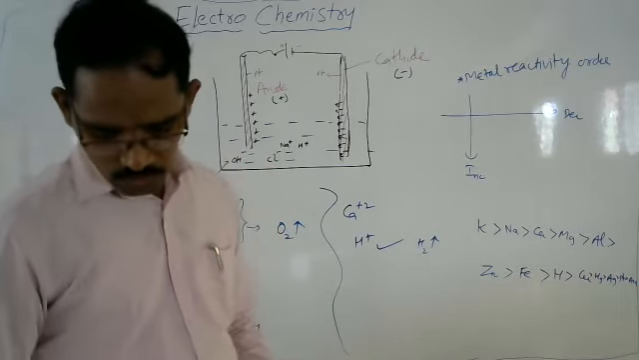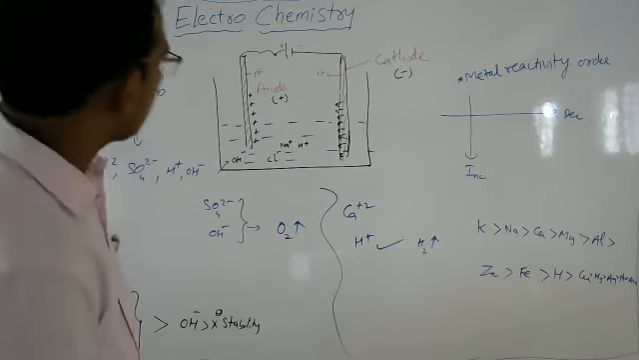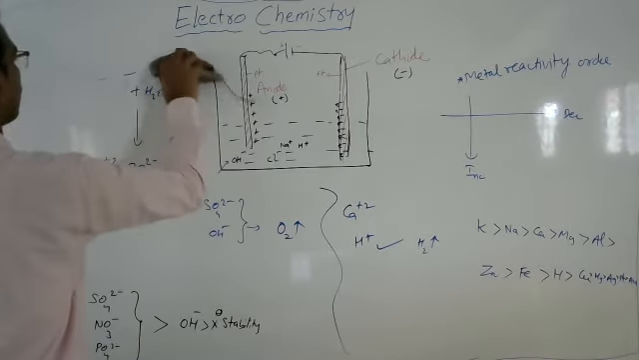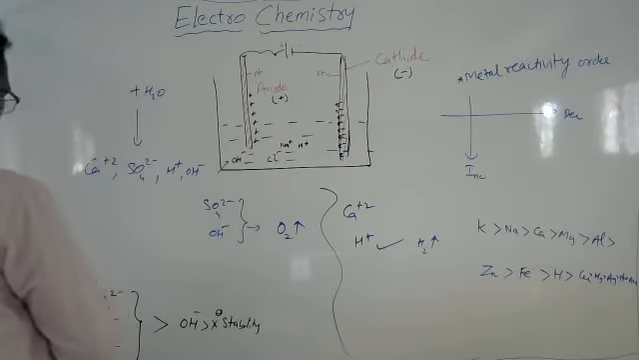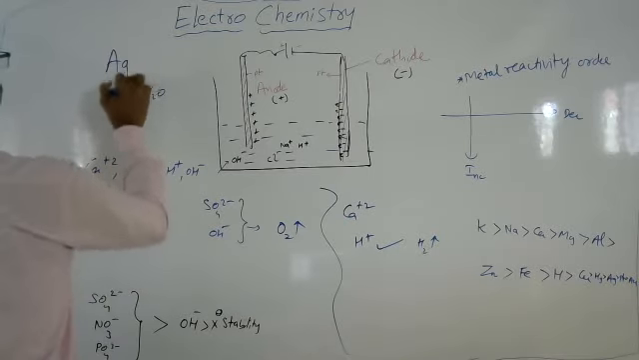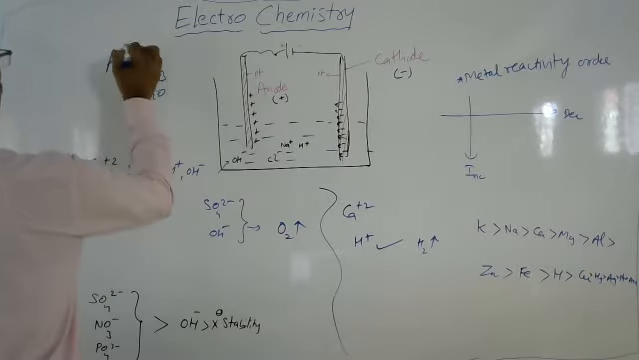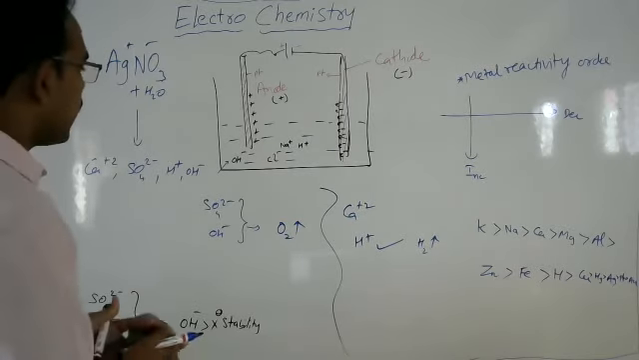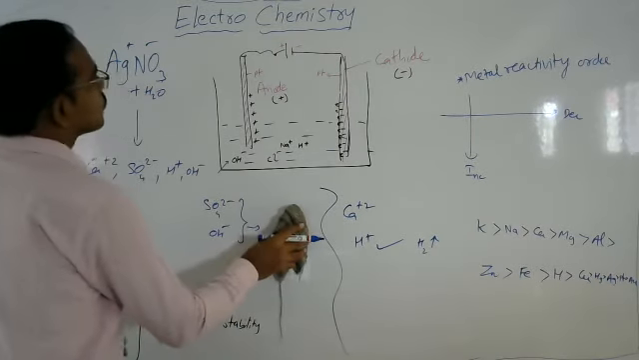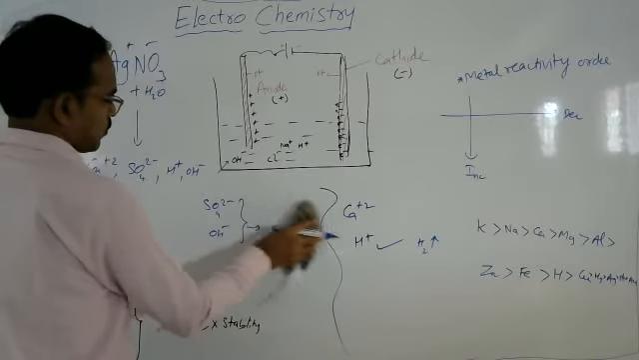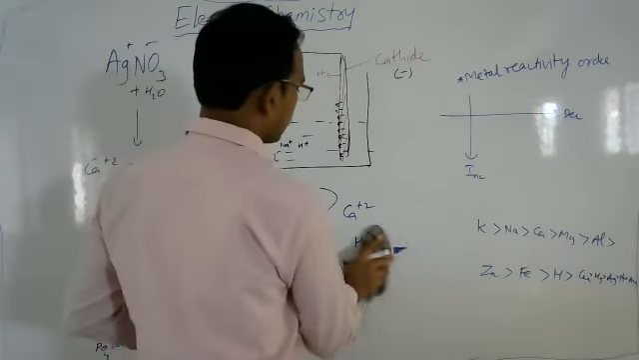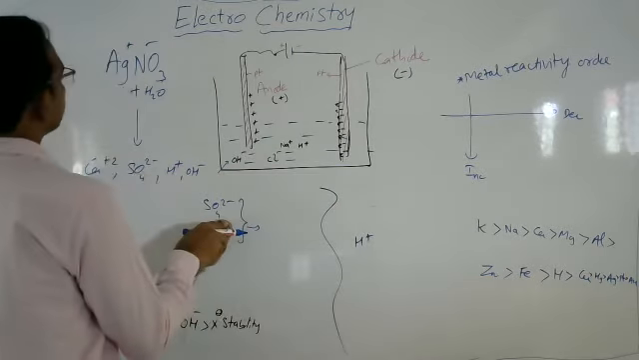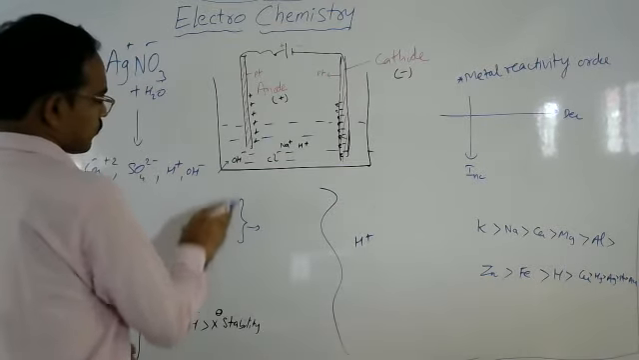Okay, last example I will take AgNO3. Last example. AgNO3 gives Ag plus, NO3 minus, H plus, OH minus. Now tell me what forms at anode and at cathode. Write that, AgNO3.